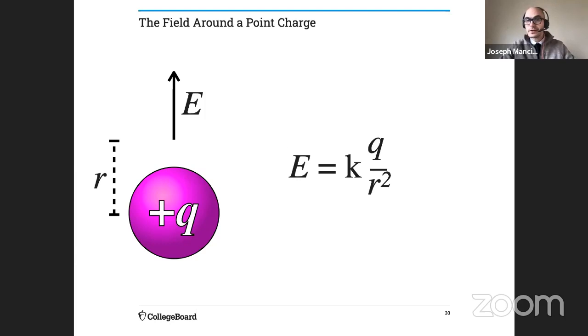Electric fields point towards negative charge, and electric fields point away from positive charge. But you may recall, positive charges are repelled by other positive charges, and positive charges are attracted by negative charges, which means the electric field vector points in the direction that a positive charge would feel force. I'll say that again. The electric field points in the direction in which a positive charge would feel force.